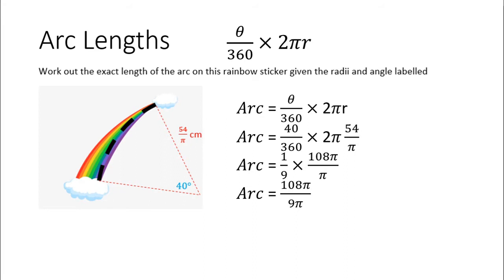Again, we can simplify this fraction down. Clearly you can see you can divide both top and bottom by pi, but even more than that, 108 divided by 9 is 12. So the arc length is 12 centimeters.